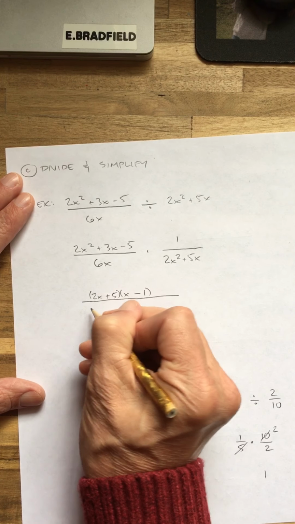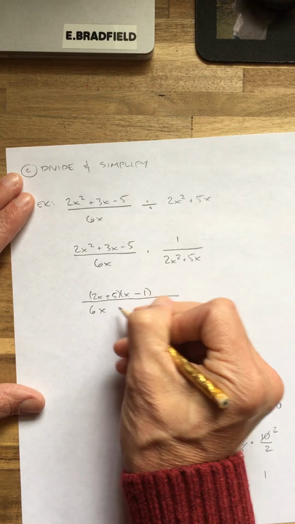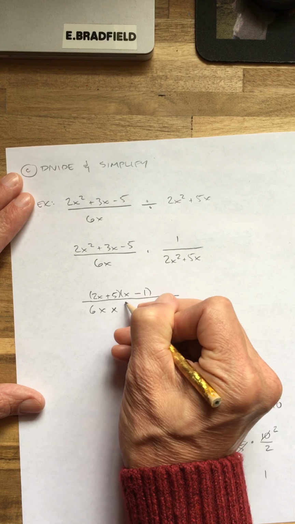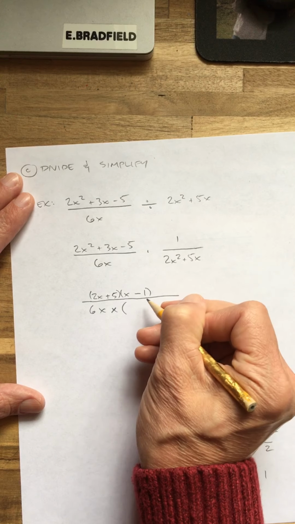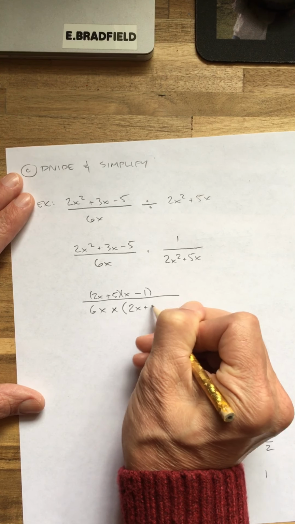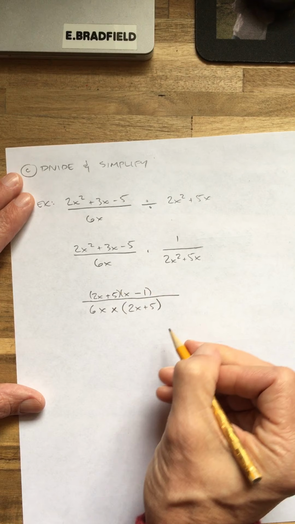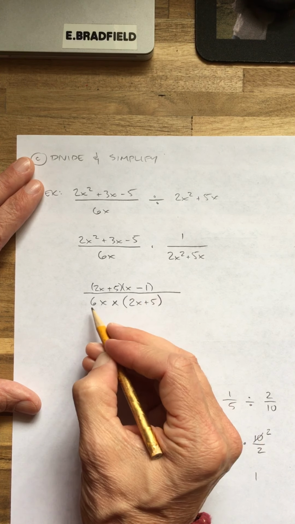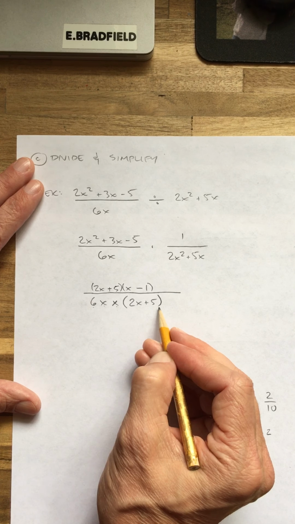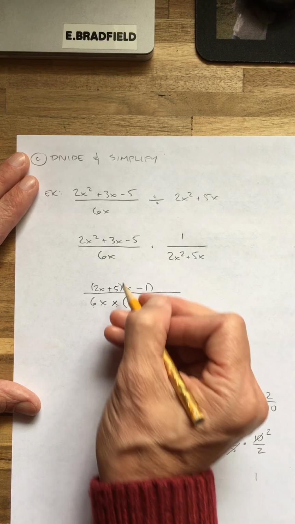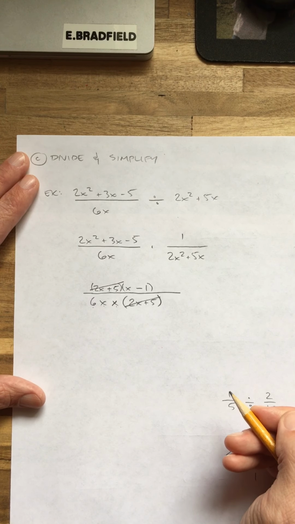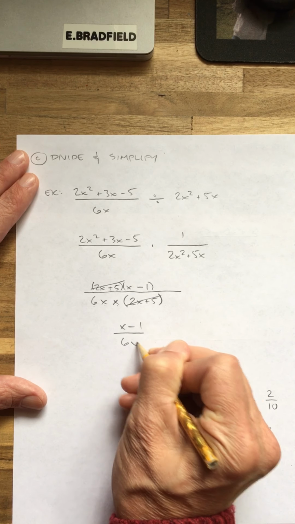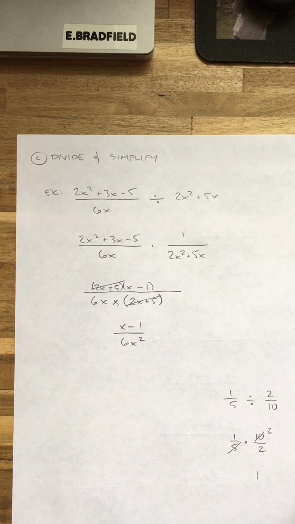There's a 6x here. This guy right here, what do they have in common? An x, so I could factor out an x, and then I have inside a 2x plus 5. Look at that. That matches. So I can notice everything is connected by multiplication. This times this, this times this times this times this. So everything's connected with multiplication. I can cancel. This guy cancels with that guy. And now look what I'm left with. I'm left with x minus 1 over 6x squared. And that's the gist of it.